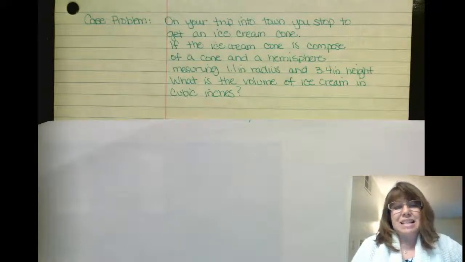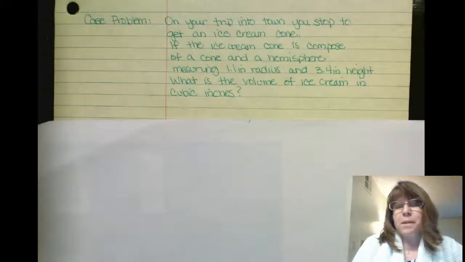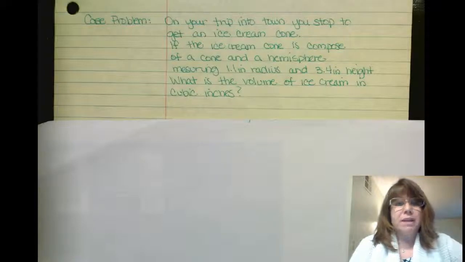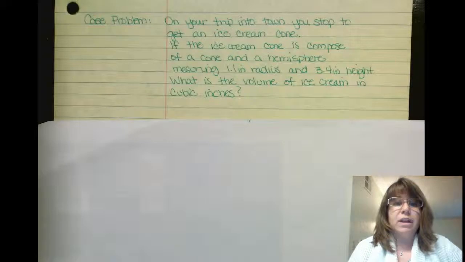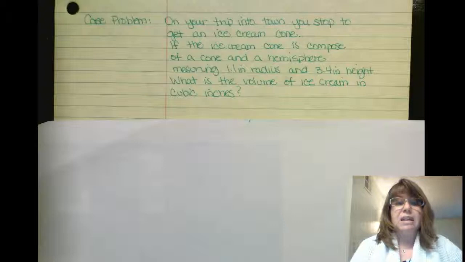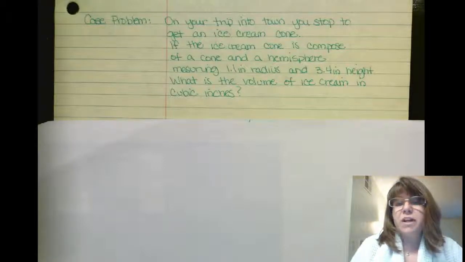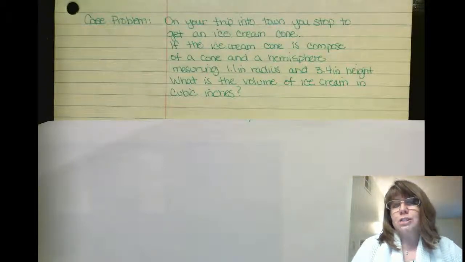Now it's your turn to show me what you've learned. For our next class session, here's your problem. On our trip into town, we stop and we get an ice cream cone. If the ice cream cone is composed of a cone and a hemisphere measuring 1.1 inch in radius and 3.4 inches in height, what is the volume of ice cream in cubic inches?